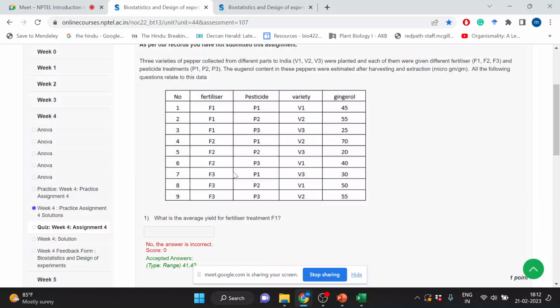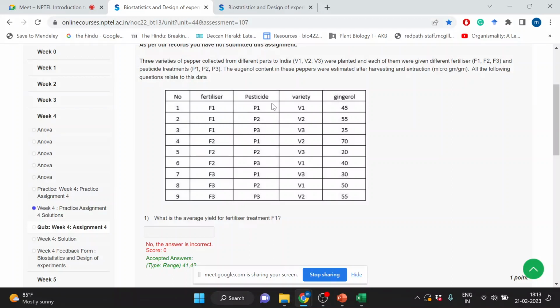Yeah, so you have this data where people have gone and measured some gingerol level. This is a chemical that is found in pepper plants. They've measured this, and these are the values in micrograms per gram. Also, they've recorded what variety of pepper it is. We have three different varieties: V1, V2, V3.